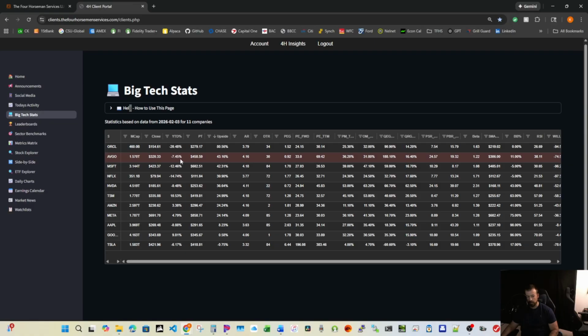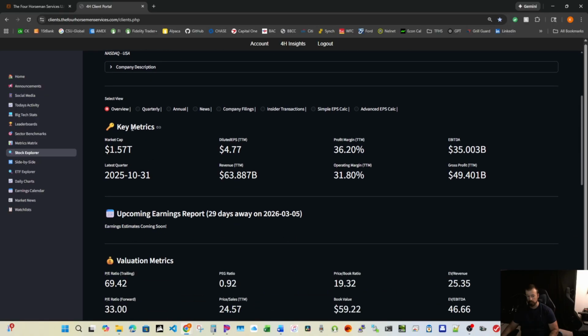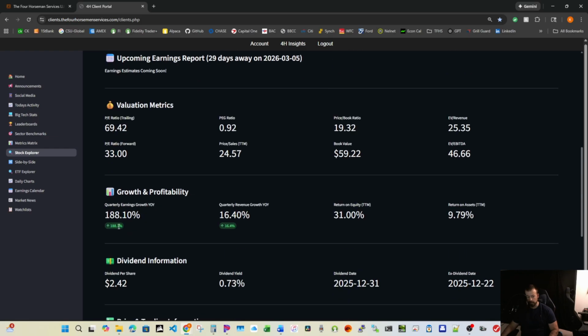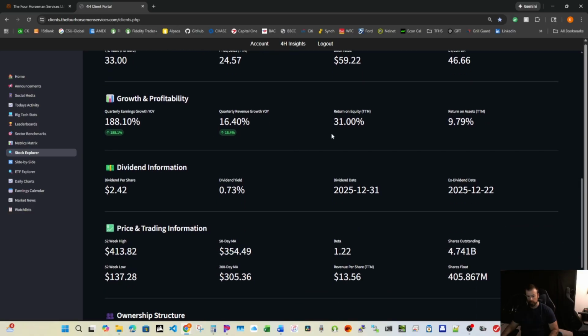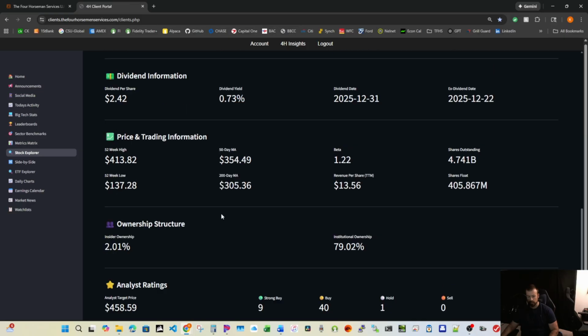So to me, if I want to go see if Broadcom has a real chance of doing better, I just click Broadcom, and it quickly takes me to my key metrics. I can look at some different information such as the PE and the forward PE ratios. I can see how they perform quarter over quarter, year over year, return on equity, and I get my price target and what the average analyst buy is.